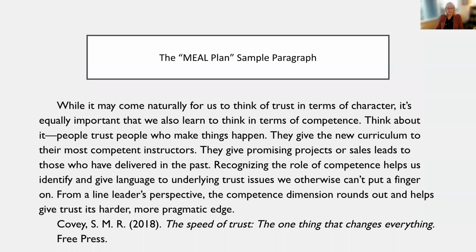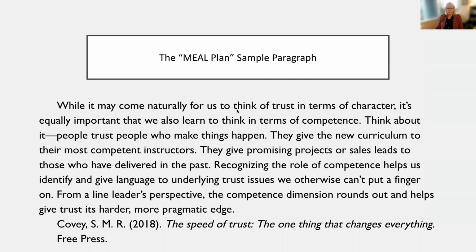And here's a sample paragraph that shows what this looks like in a real paragraph. So this is a book by Stephen Covey, The Speed of Trust, published in 2018. And I'll just read this and then point out some MEAL plan structure to it.